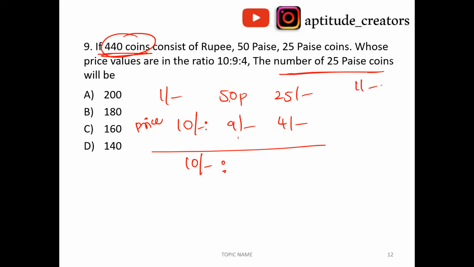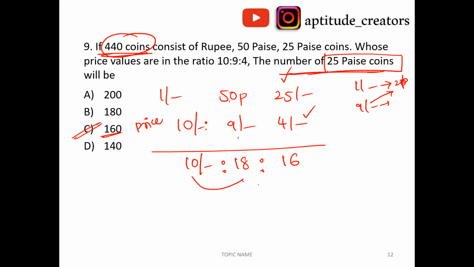To make 1 rupee, 2 50 paisa coins are required. To make 9 rupees, how many 50 paisa coins are required? That is nothing but 9 into 2 is equal to 18. 18 coins are required. To make 4 rupees, how many 25 paisa coins are required? 16 25 paisa coins are required. Must be a multiple of 16. Which of the following options will satisfy? 160.